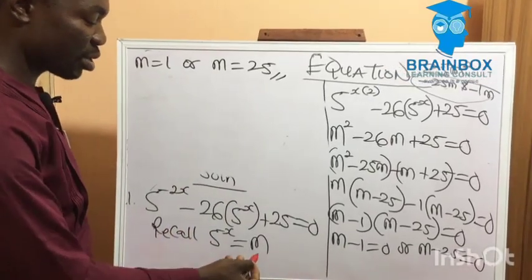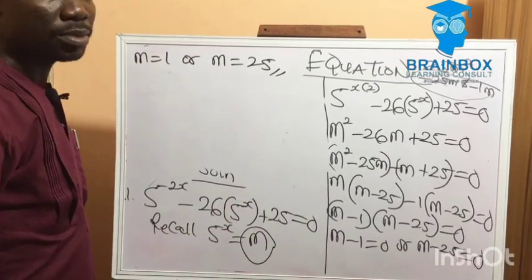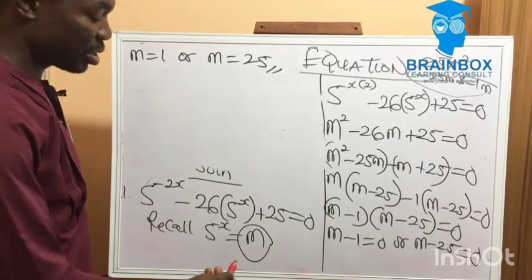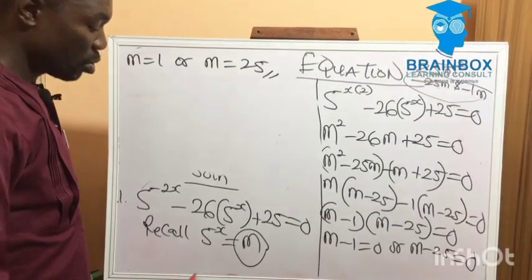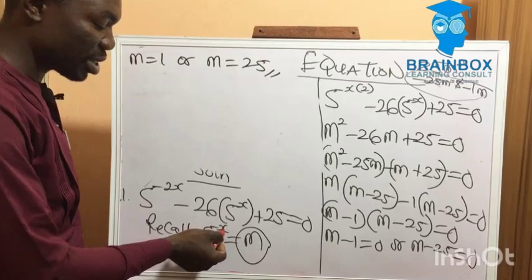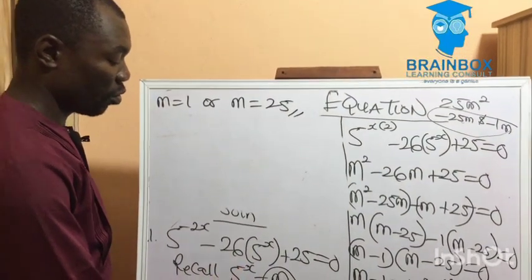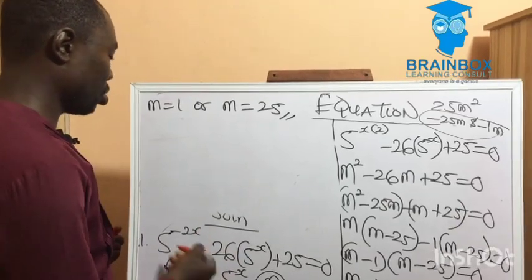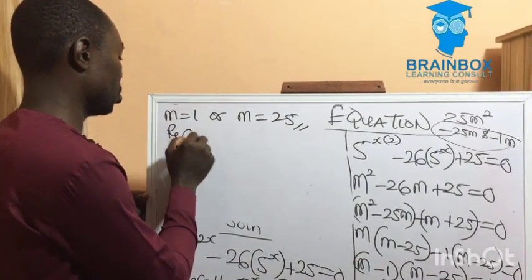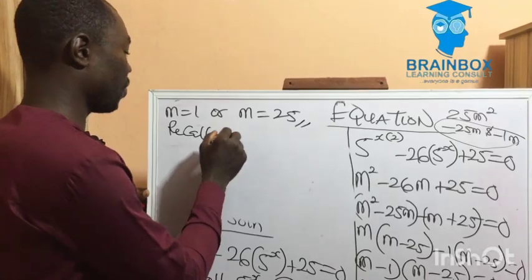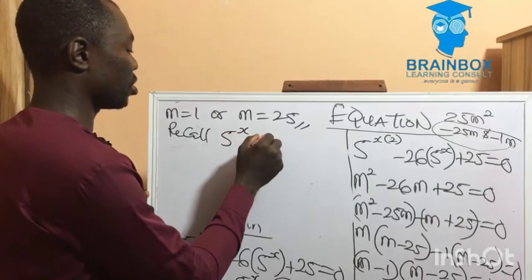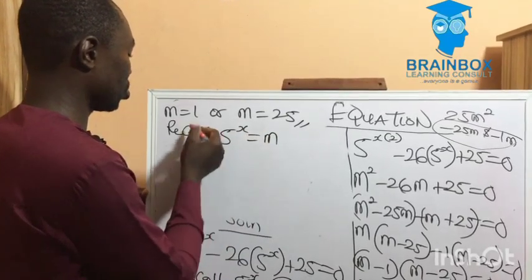We've only succeeded in solving for m. So what we are going to do is look for x, which is actually what we are looking for. So we've got m now. So we are going to recall that 5 raised to the power of x is equal to m. So we are going to solve for this.